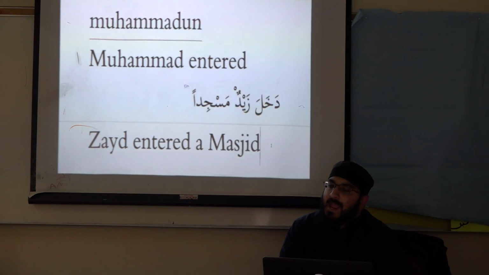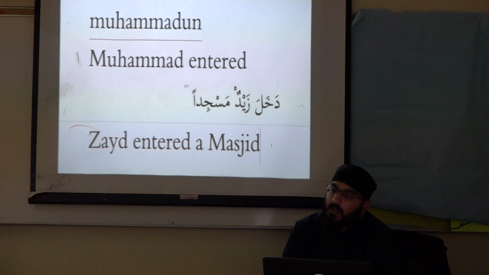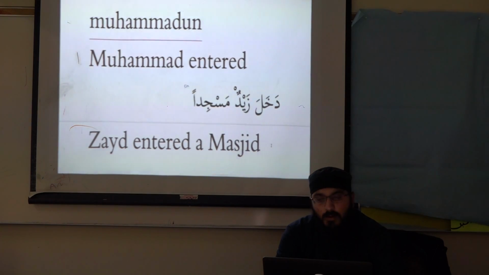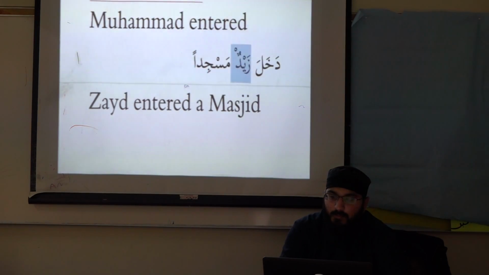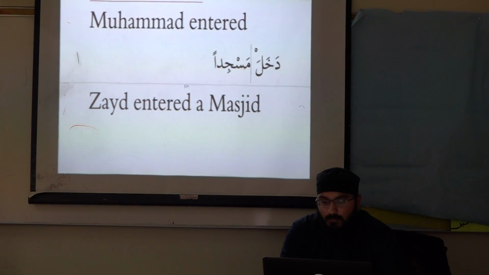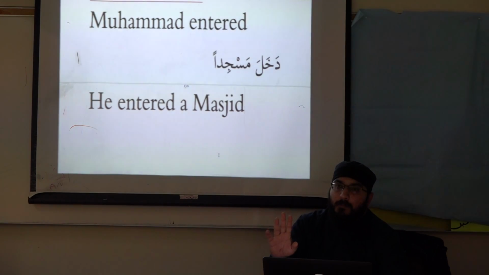Zayd entered a masjid. Because the alif lam is gone, the al is gone, so that means it's common and not proper. And if we remove Zayd, it would still be a complete sentence, he entered a masjid. So if we said dakhala masjidan, it would just mean he entered a masjid. Okay. Now, that's the root form that we have.